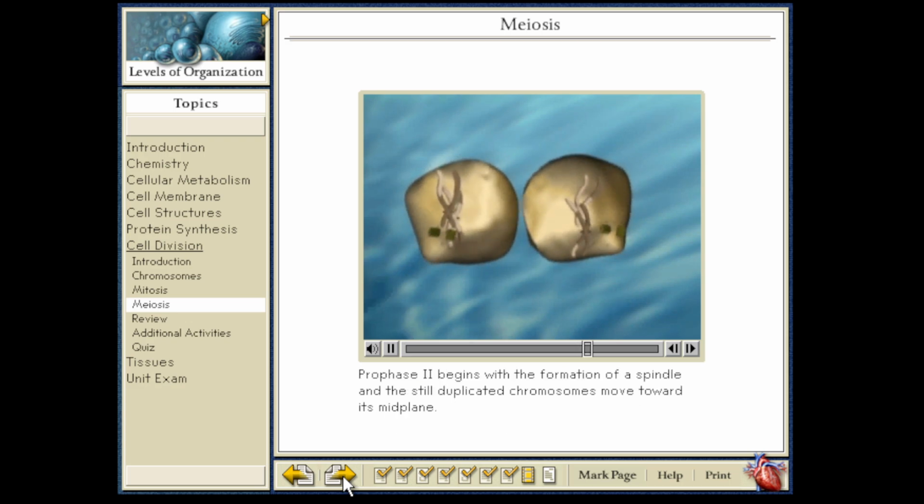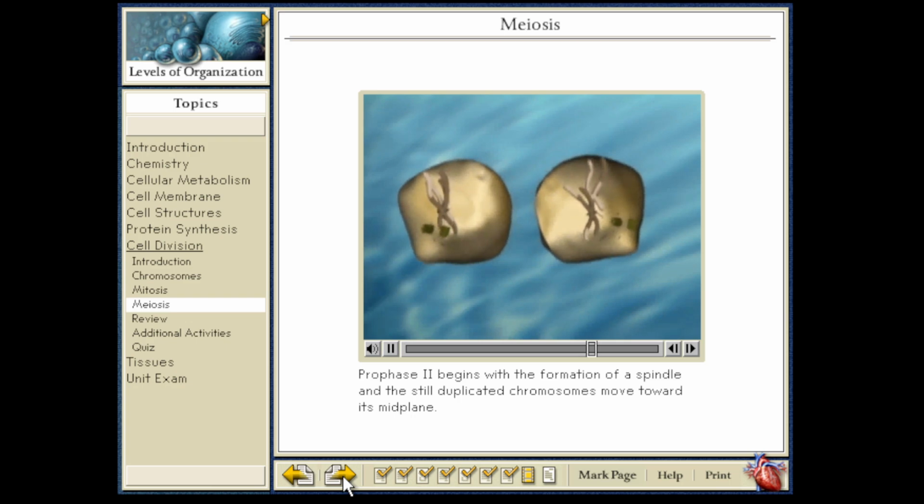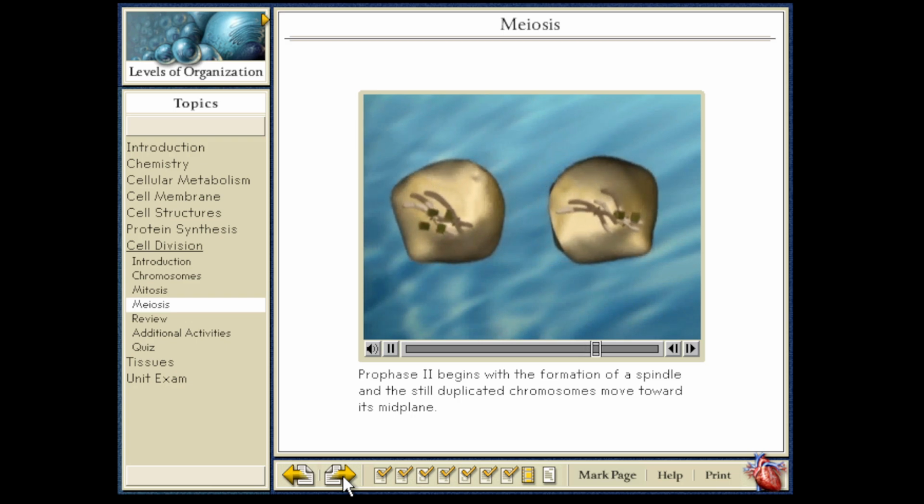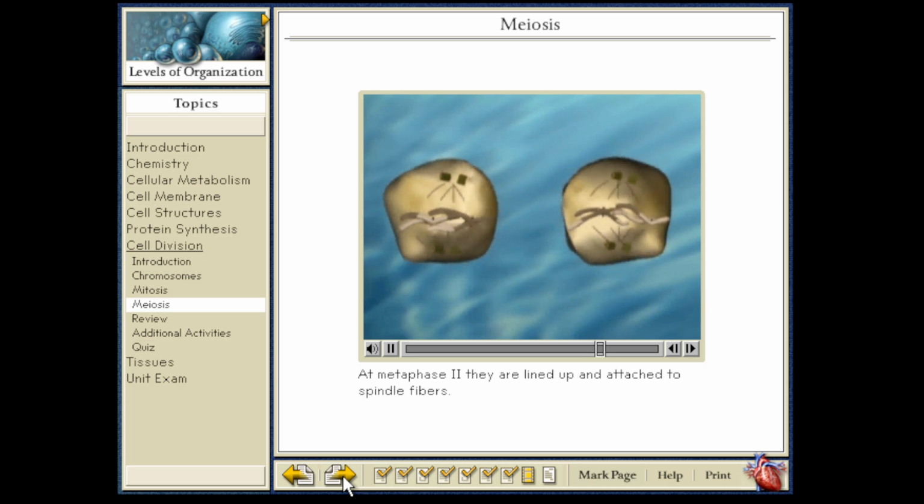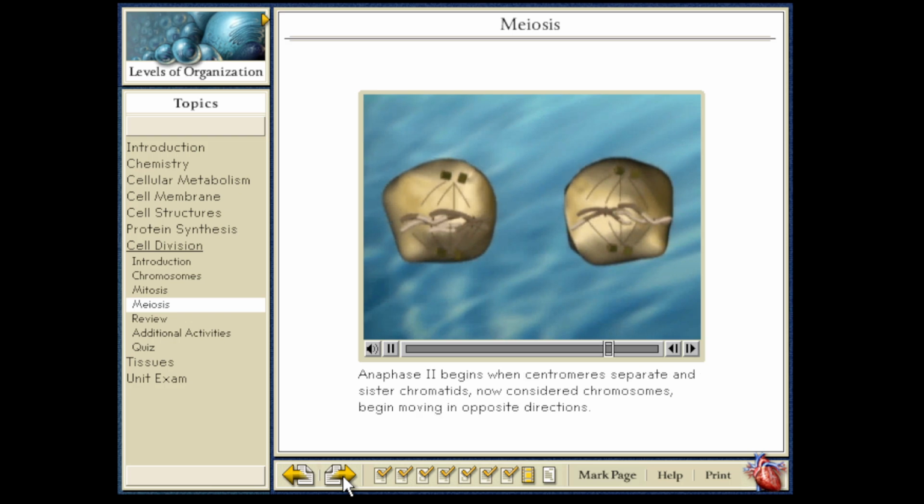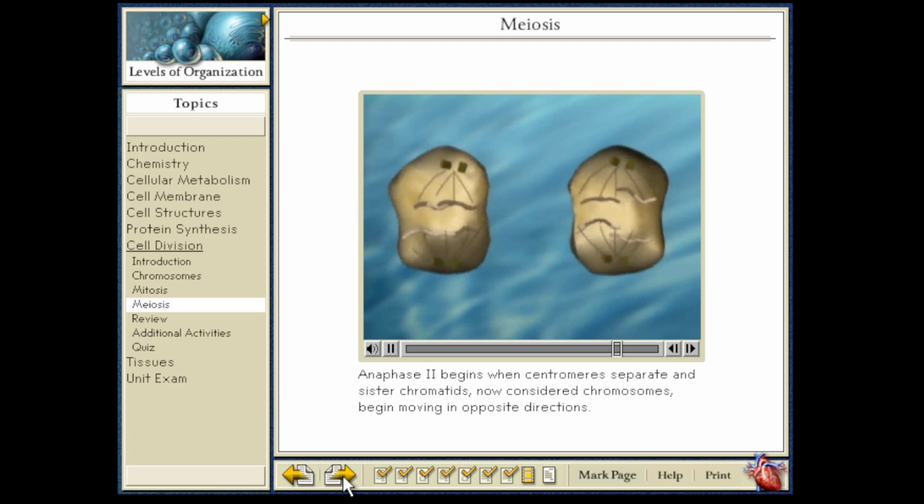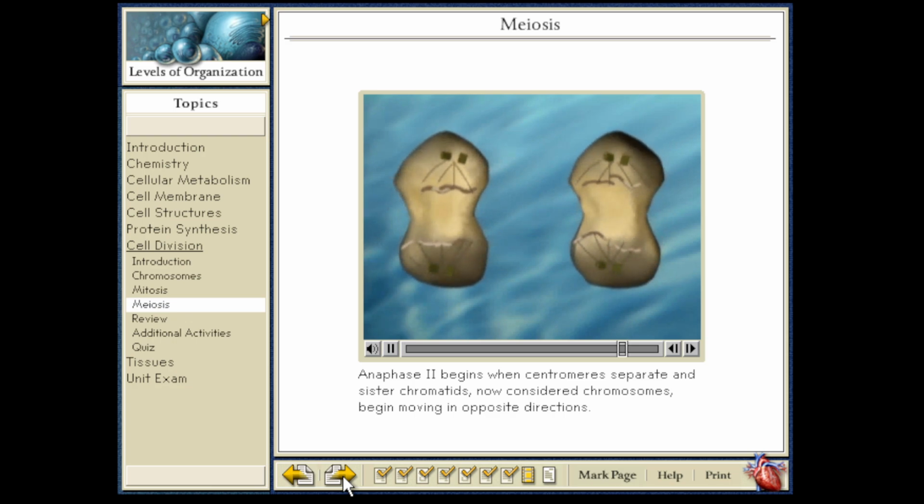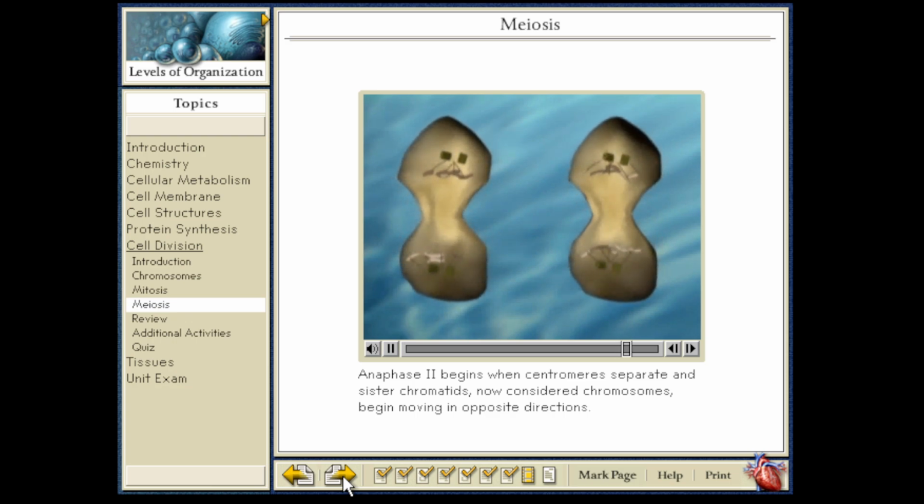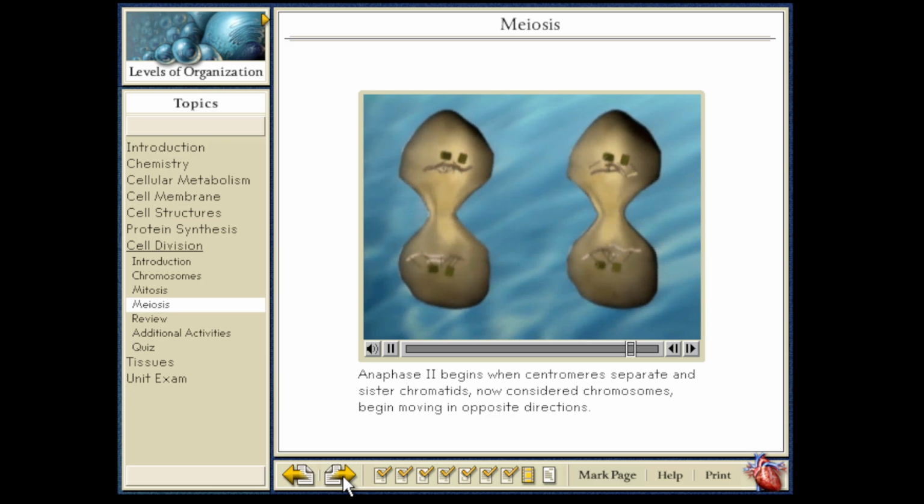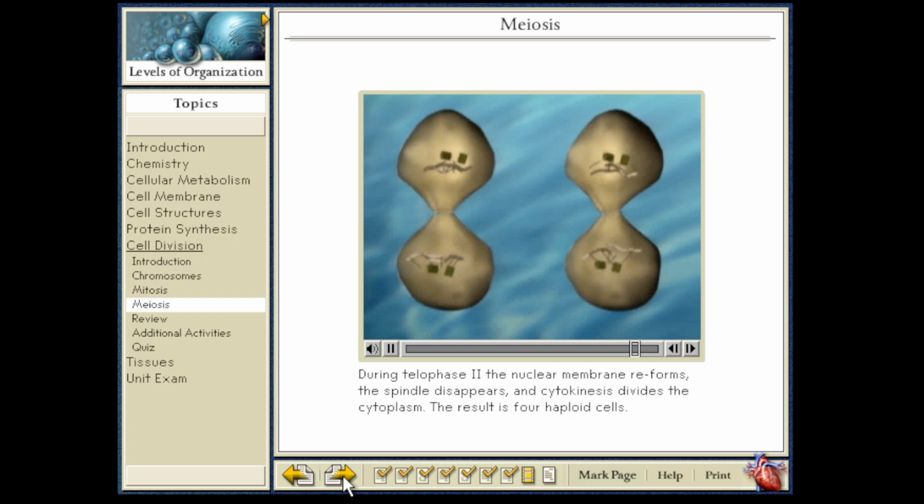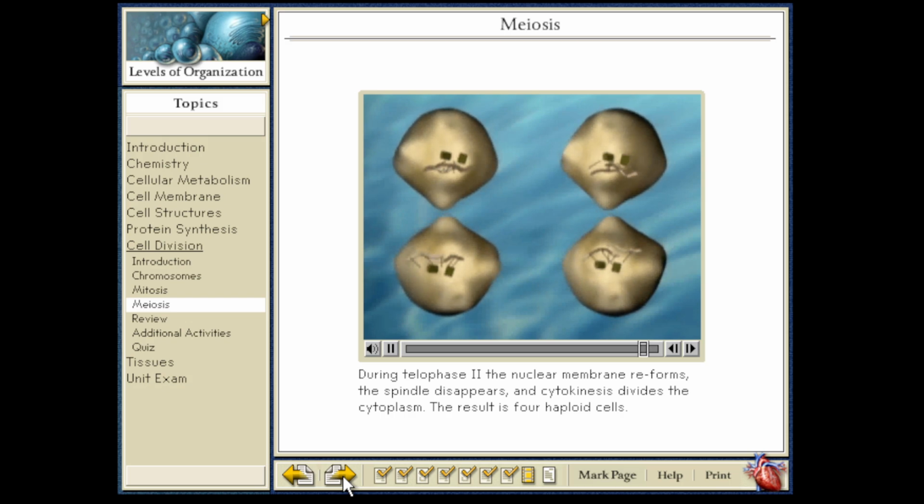Prophase 2 begins with the formation of a spindle, and the still duplicated chromosomes move toward its midplane. At metaphase 2, they are lined up and attached to spindle fibers. Anaphase 2 begins when centromeres separate and sister chromatids, now considered chromosomes, begin moving in opposite directions. During telophase 2, the nuclear membrane reforms, the spindle disappears, and cytokinesis divides the cytoplasm. The result is 4 haploid cells.